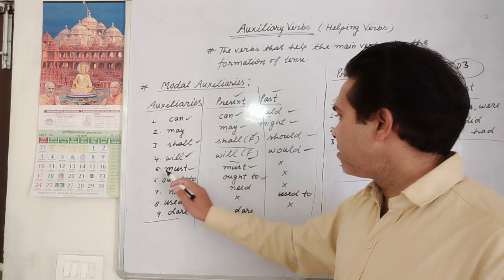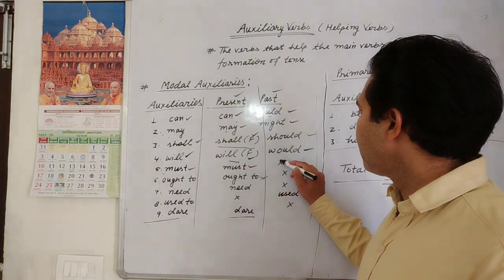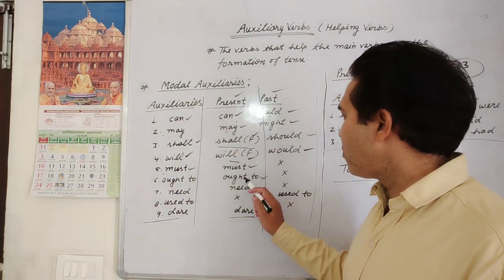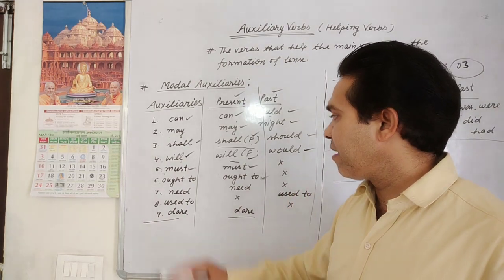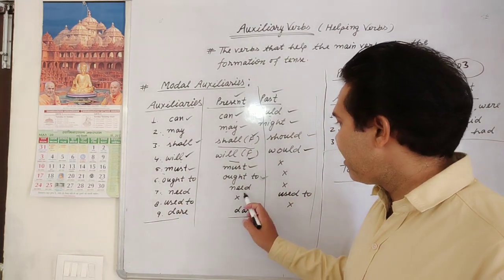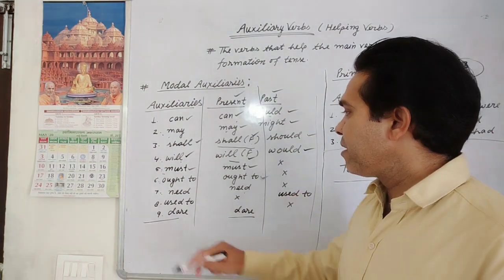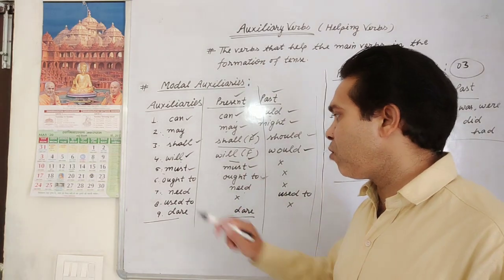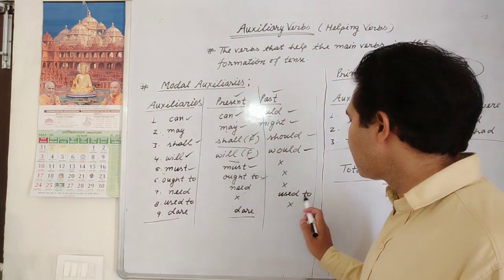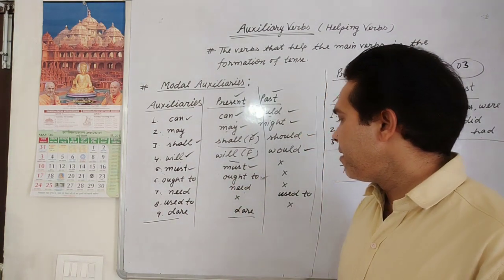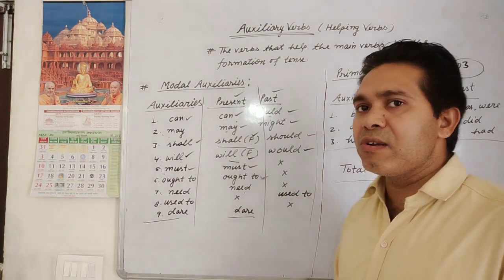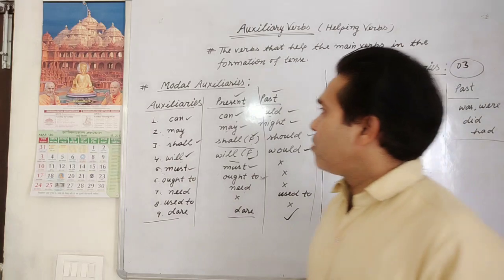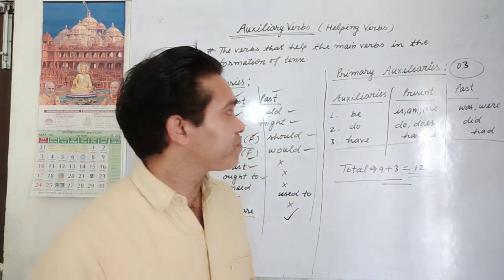Next, must, present form must, and past form no. That's why I have crossed it here. Next, ought to, present form ought to, and no past form. Next, need, present form need, and past form no. Then next, used to: there is no present form of used to, then past form used to. And next, dare, present form dare, and there is no past form of this. Okay, so now one by one we will do these all.